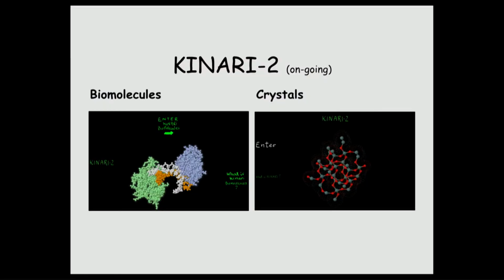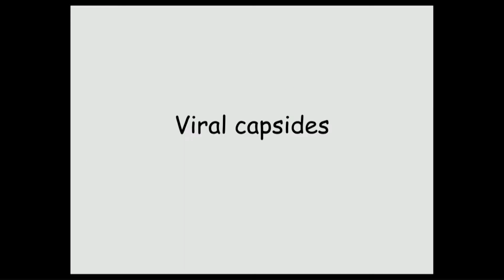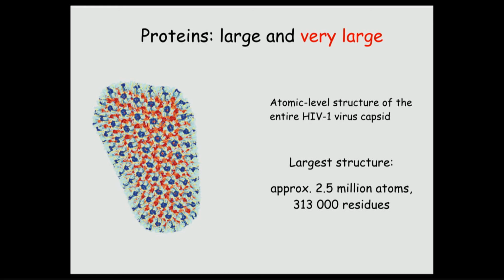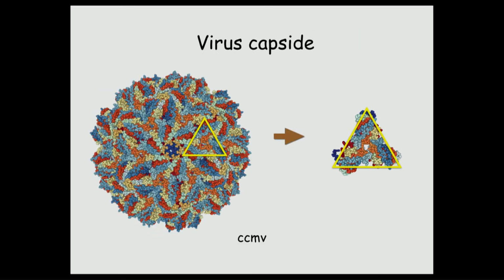So the Kinari 2 project, which is ongoing, has a component for biomolecules and a component for crystals. In particular, in terms of biomolecules, one of our goals is to be able to simulate, to understand the flexibility of large structures, such as viruses. The largest in the Protein Data Bank is the HIV virus capsid. It's approximately 2.5 million atoms, a huge number of residues.